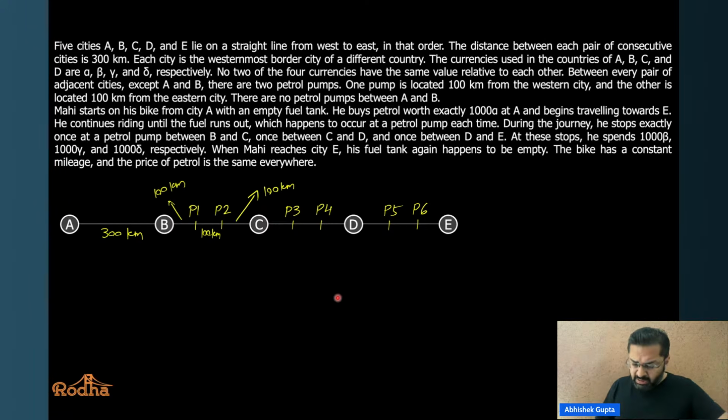Now, if you look at exactly what happens here, let me just write it like that. Four places, you know, currencies work like that. Here alpha runs, here beta, here gamma and here delta, you know that. Here he started and he took 1000 alpha. So let me just write it like that. Let's say this is... right. So this is what he spent.